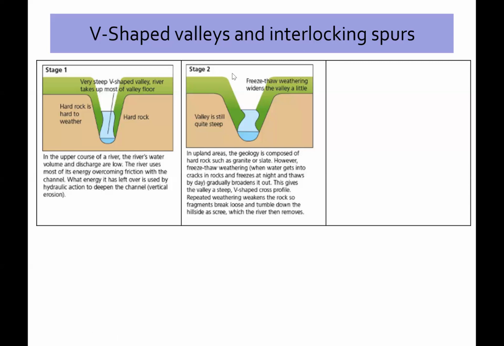But that's not very stable. So what tends to happen is weathering, things like freeze-thaw weathering or biological weathering, they actually break down the sides of the valley. And as that breaks down the rock on the sides, that then falls into the river channel itself. And what that then does is it causes the valley to become more of a V shape.